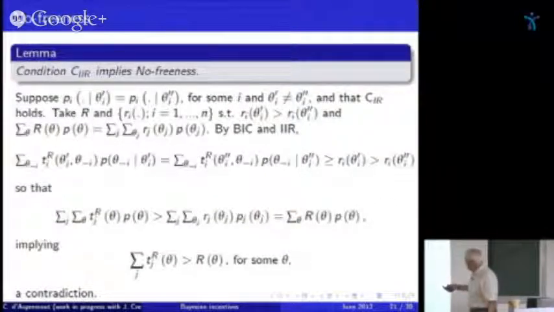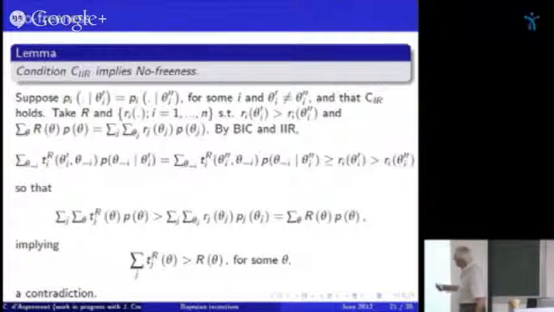Now, this lemma just says that CIR implies no freeness. So in that sense, when you impose the new condition C, you have no independence at all. You exclude independence. That's a very strong implication of this condition. The proof is quite easy because, in fact, you see that since by individual rationality, you have that at least that one is.